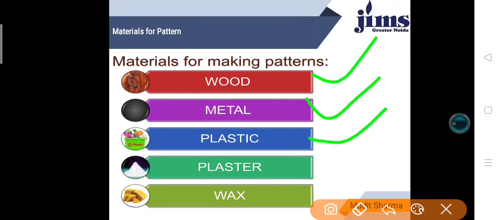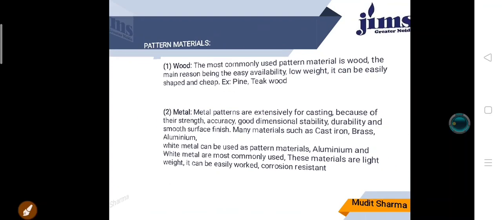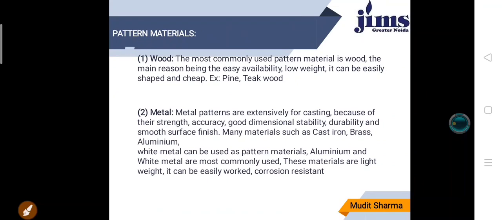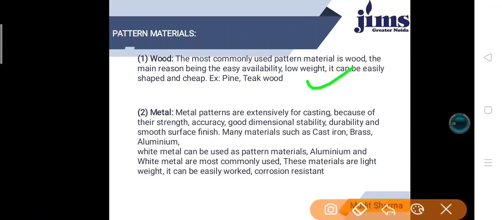If we are using the plastic pattern, then we overcome the rusting of iron, etc. Now you can see in this PPT, wood is the most commonly used pattern material. The main reasons are easy availability and low weight. In metal pattern, I already discussed why we choose this pattern.